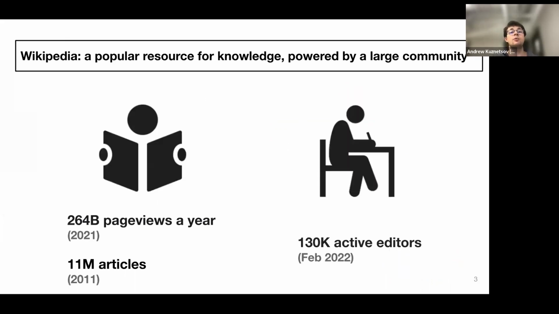Since its creation, Wikipedia has become one of the most visited websites for information on the internet and has been compared in quality to Encyclopedia Britannica.